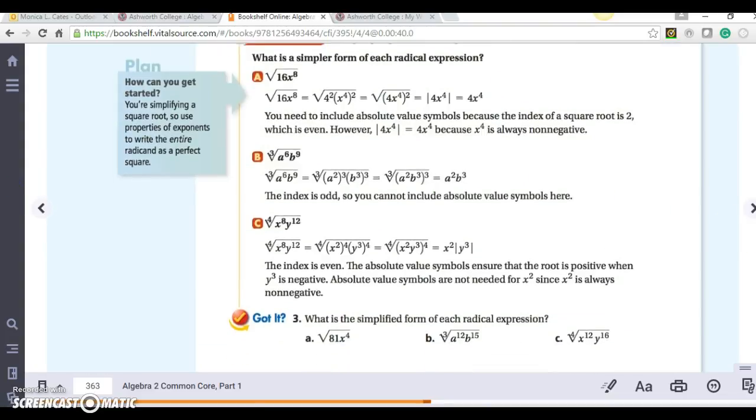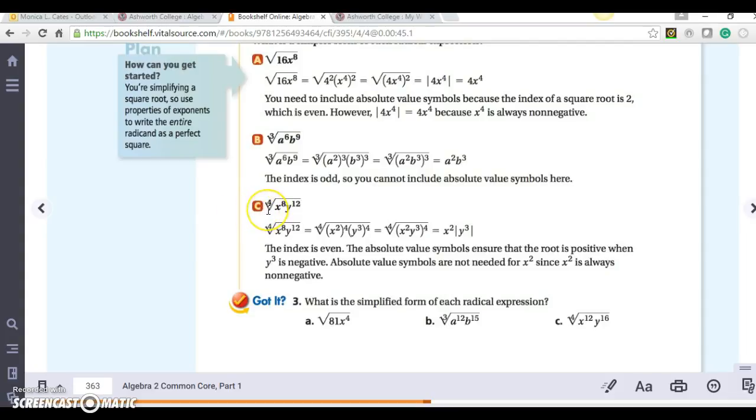For the next one, I have the 4th root of x to the 8th, y to the 12th. And for this one, again, I'm just going to take, and this is an even index, so I am going to be using absolute value. So 8 divided by 4 is 2. And 12 divided by 4 is 3. Now the only one that I need the absolute value on is the odd exponent. So that's why I have x squared times the absolute value of y to the 3rd.